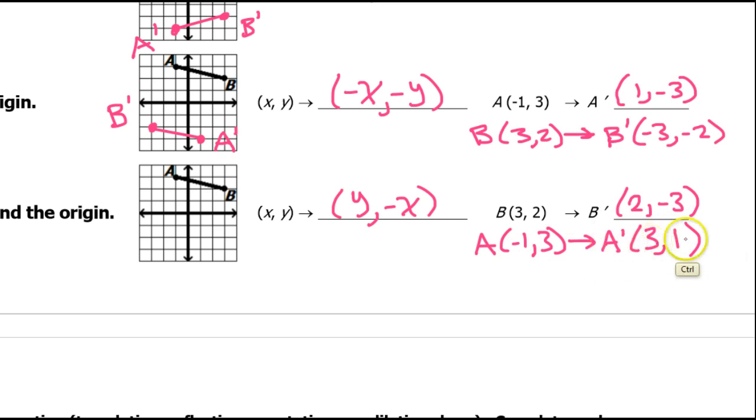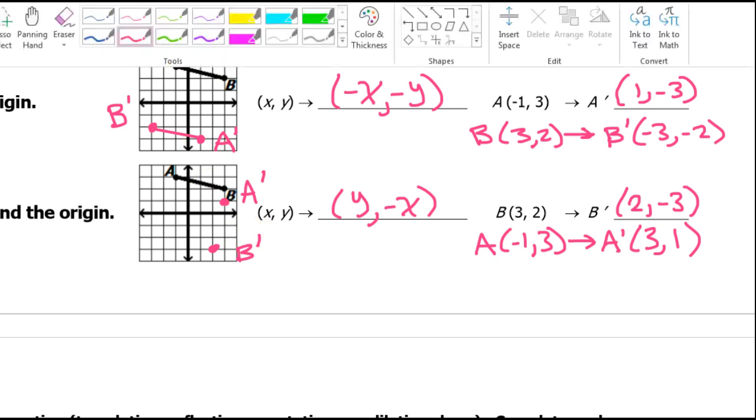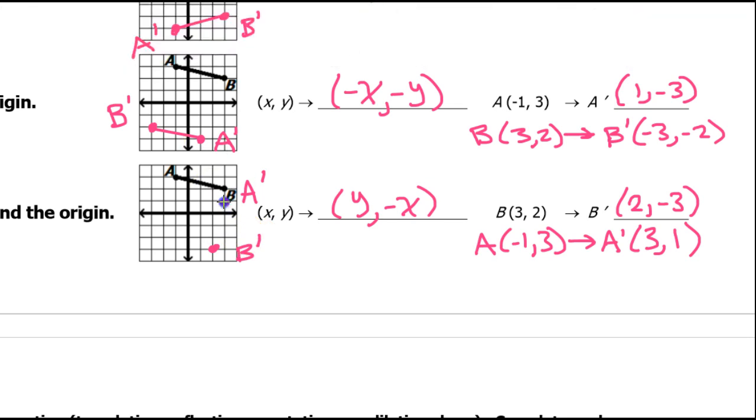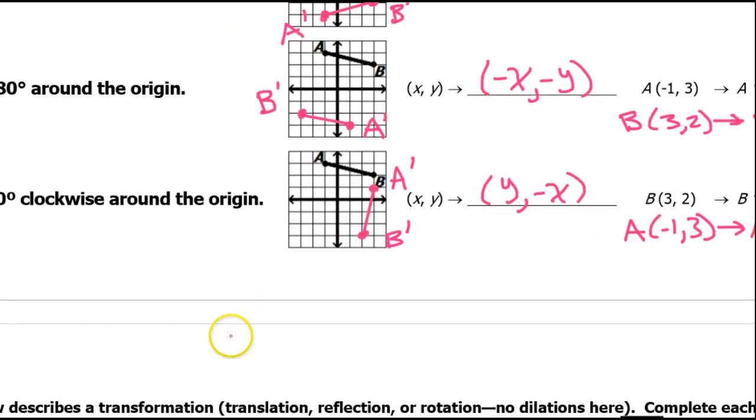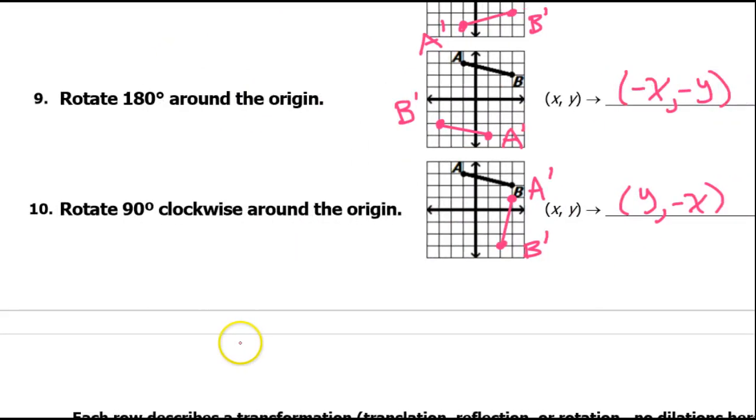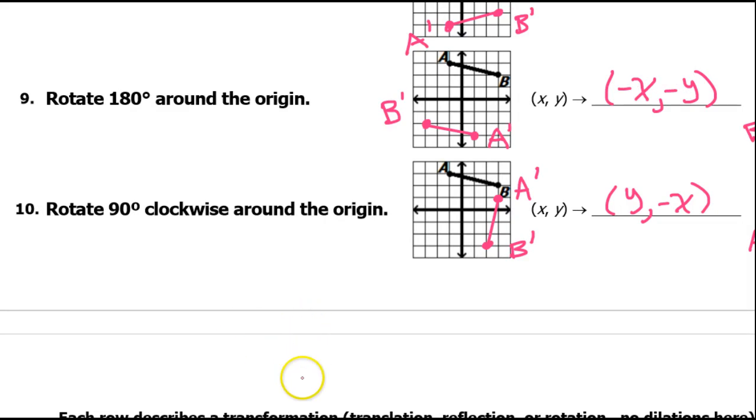So let's plot these. 3 comma 1 is right here. That will be A prime. 2 comma negative 3 is right here. That will be B prime. All right, that is how you do a 90-degree clockwise rotation around the origin.